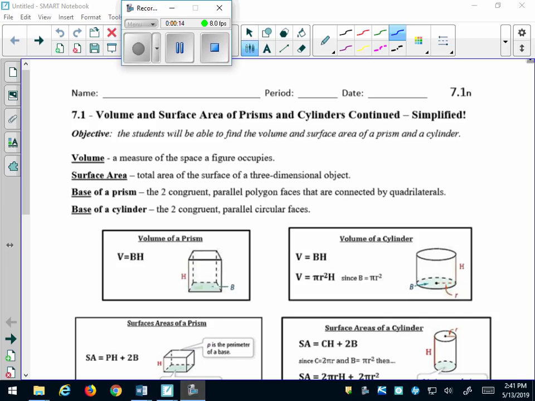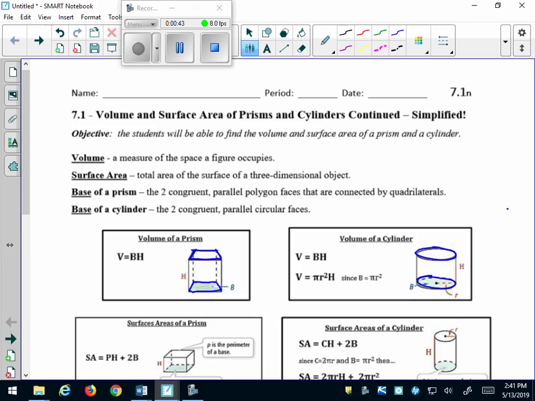Prisms and cylinders have something in common because they both have two bases. So if we take a cylinder like this one here, we see that there's a circle base at the top and a circle base at the bottom. And with prisms, this happens to be a rectangular prism, there's a rectangular base at the top and a rectangular base at the bottom.